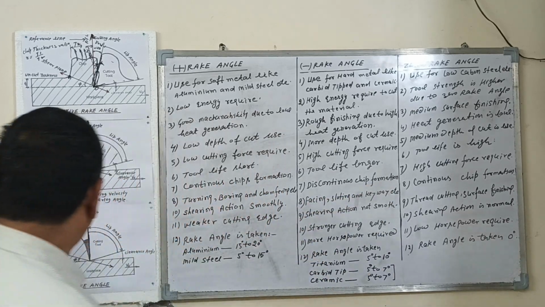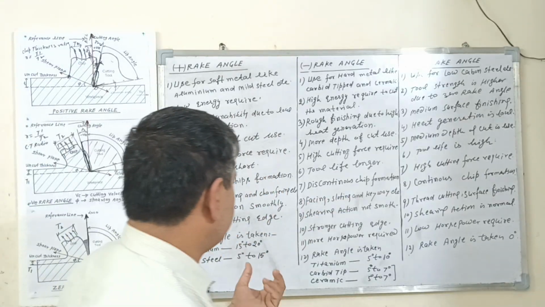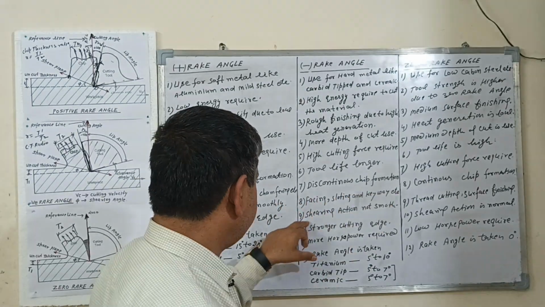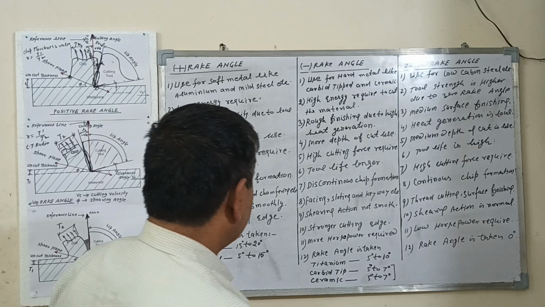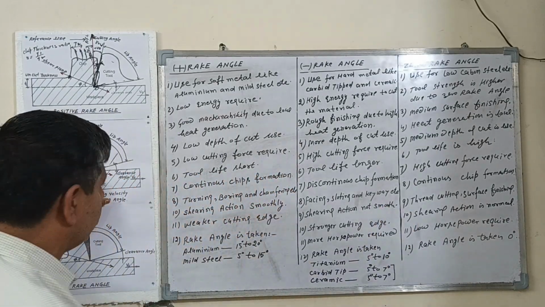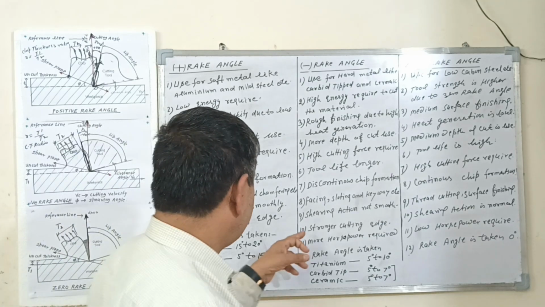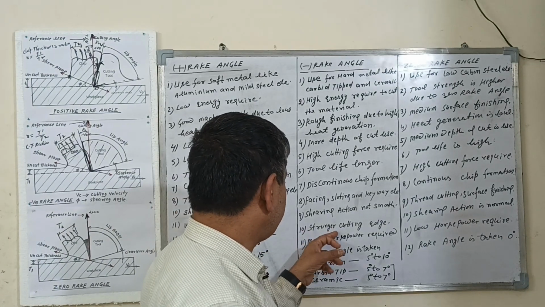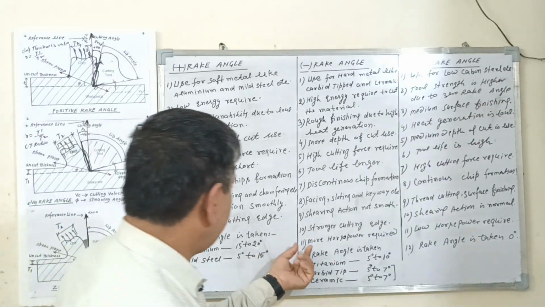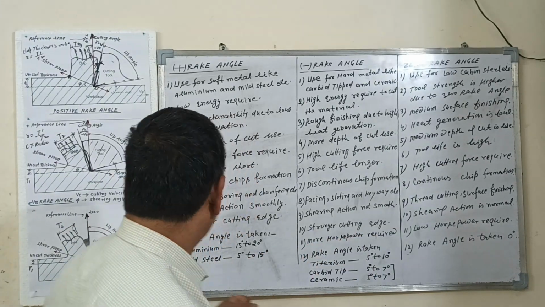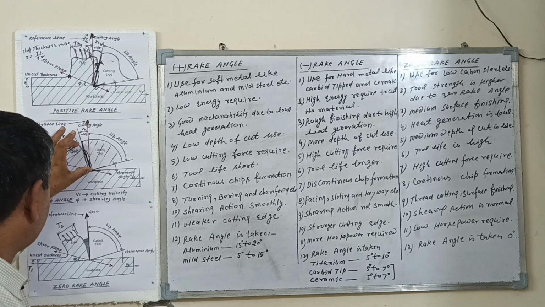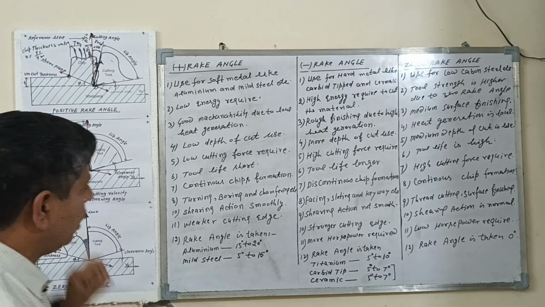This type of tool, the negative rake angle tool, is used for facing, slotting and keyway cutting. Number nine is shearing action not smooth. Shearing action is not smooth due to the high depth of cut. Number ten is a stronger cutting edge. Number eleven is more horsepower is required, due to the depth of cut and the very high cutting edge load.